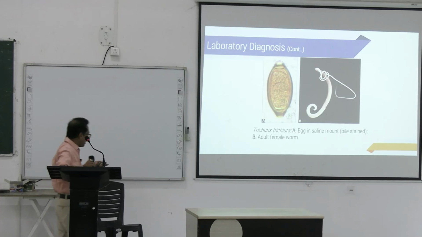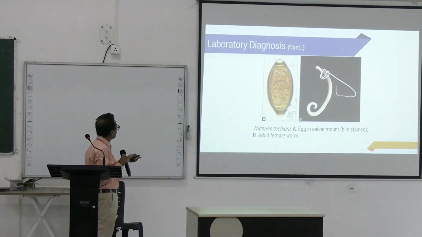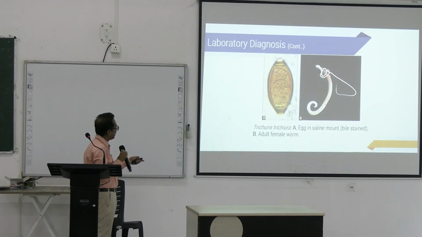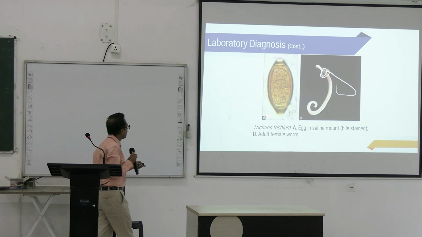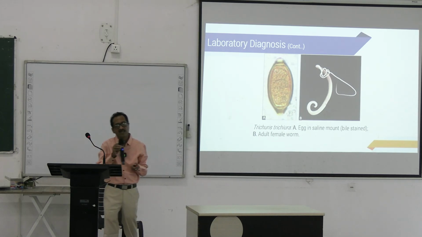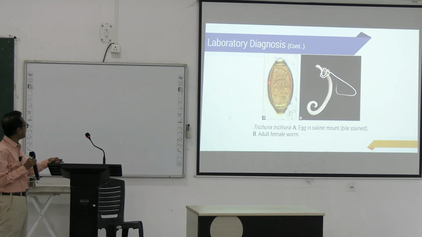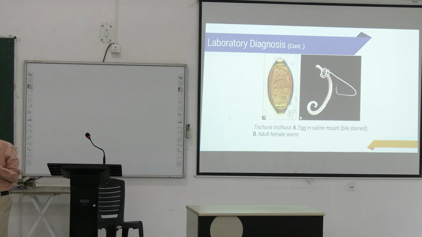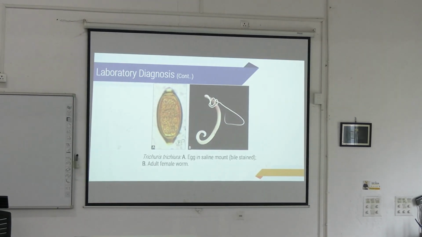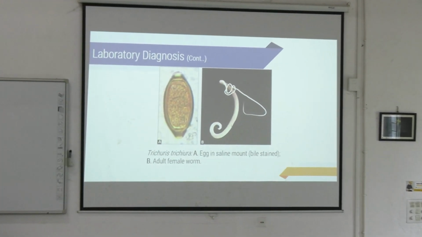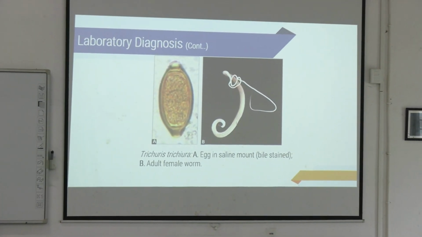Now look, this is the egg of Trichuris, and this is a female worm, looks like a whip. How will you describe the Trichuris egg? It is barrel shaped with a mucus plug on both sides. This is a mucus plug and this is a mucus plug. So this barrel shaped egg is bile stained. There are few ova which are bile stained, and some which are not. Can anybody tell which ova are bile stained, which are not?